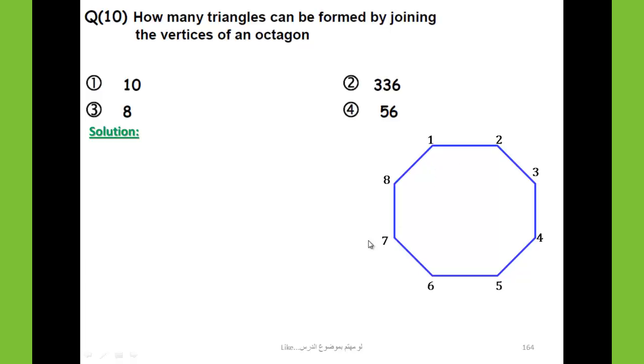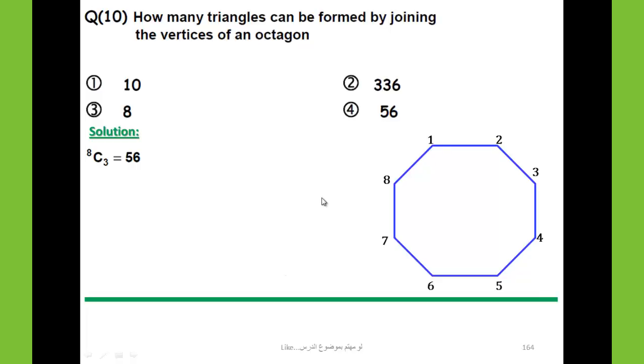So we distribute 8 vertices over 3 by combination. So the number of triangles is 8C3, which equals 56. So the answer is 56, number 4.